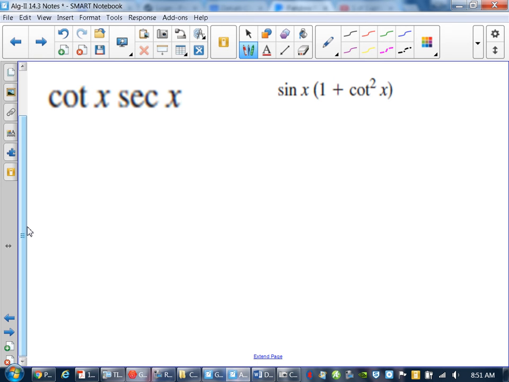I can change cotangent to becoming 1 over tangent, or cotangent in terms of sines and cosines is what over what? Cosine over sine. So this is cosine over sine. And secant is the reciprocal of what? Cosine. So how do you write secant in terms of cosine? It's 1 over cosine. So what do you get? You get 1 over sine.